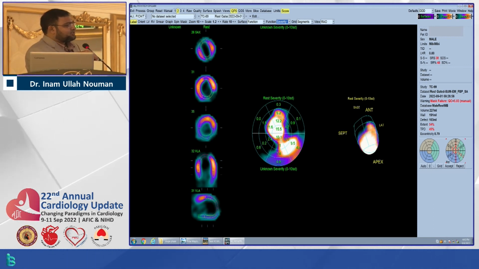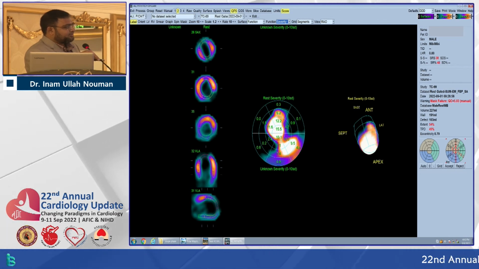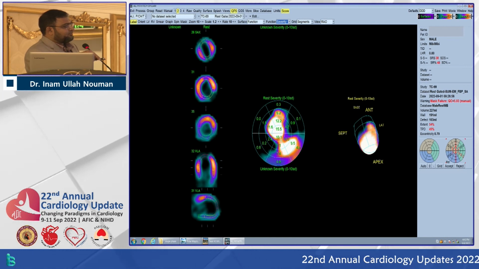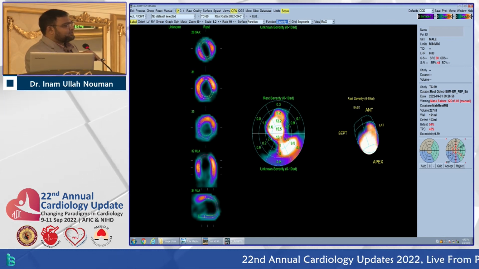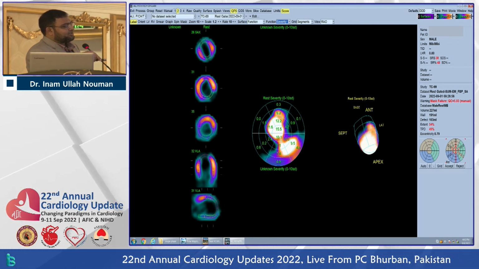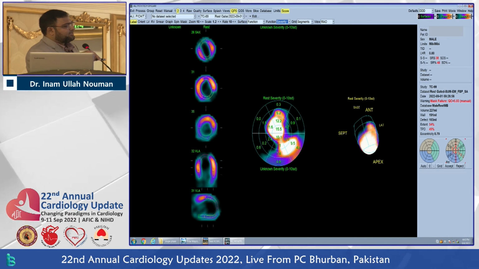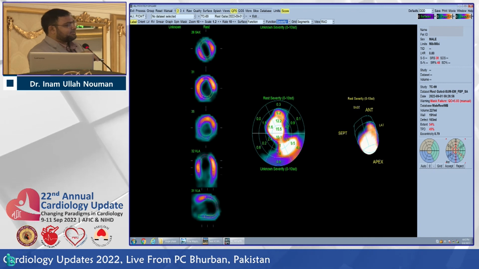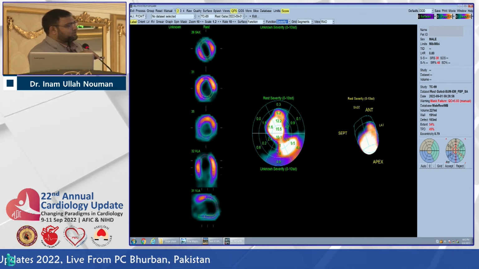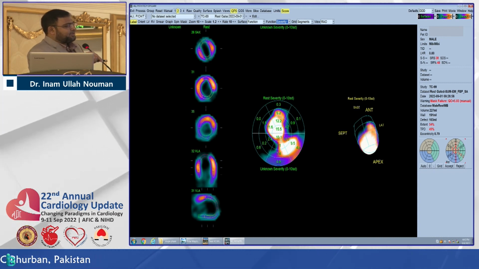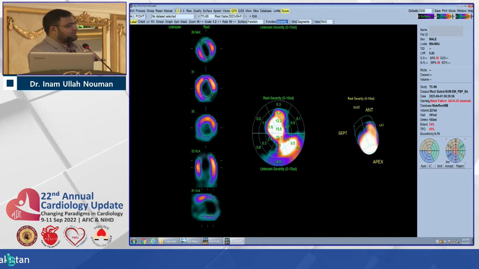We saw a large sized area of absent radiotracer uptake involving the apex and adjoining part of apical anterior and anteroseptal region, extending into the inferoposterolateral region, involving a small part of the basal inferoseptal region. So we calculated the viable myocardial segments in this region as 6 by 10 in LAD, 1 by 4 in RCA, and 4 by 6 in LCX.